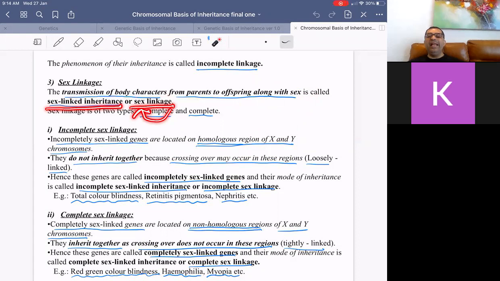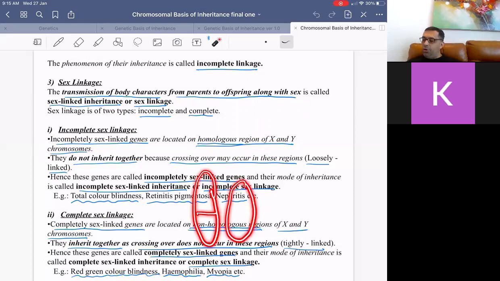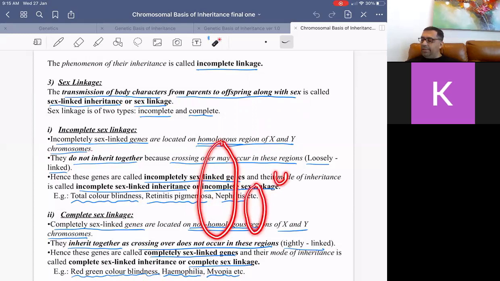There is incomplete sex linkage and complete sex linkage. What do you mean by that? Incomplete sex linked genes are located on the homologous region of the X and Y chromosome. If you remember, this is X, this is Y. And these are non-homologous, this one non-homologous and this one non-homologous. But between X and Y, these were homologous regions.